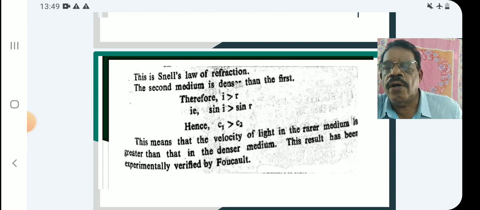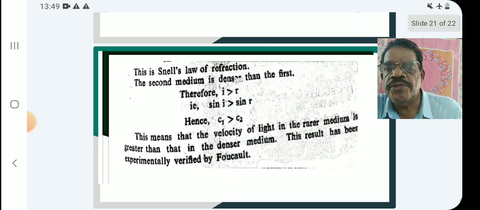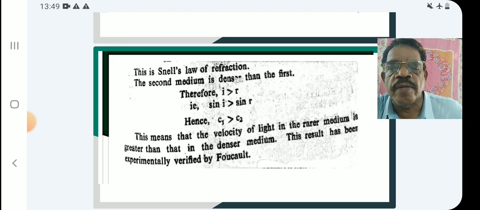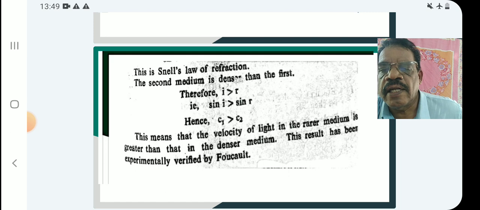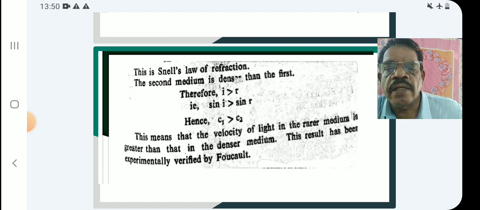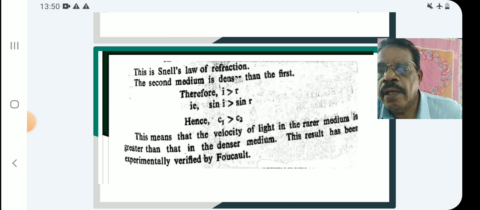This is Snell's law. The second medium is a denser medium than the first. Therefore, I greater than R, sin i greater than sin r, hence C1 greater than C2. This means that the velocity of light in the rarer medium is greater than that in the denser medium. The result has been experimentally verified by Foucault.